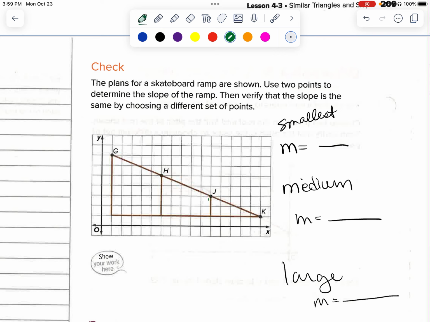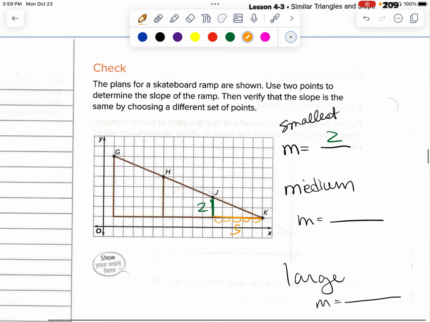So if I'm doing the small triangle, this gets me 2 here. And this gets me 1, 2, 3, 4, 5. 2/5. So let's make sure it's on the same line. So that means I have to do here. So this is 1, 2. Oh, I messed up. That would be negative 2. 1, 2, 3, 4. I went down 4. So now I'm coming across here. So it's 1, 2, 3, 4, 5. And that was 5, so that's a total of 10.